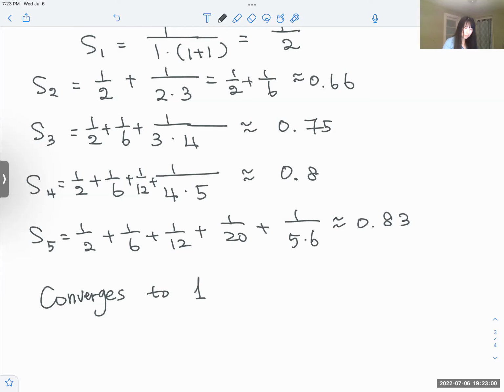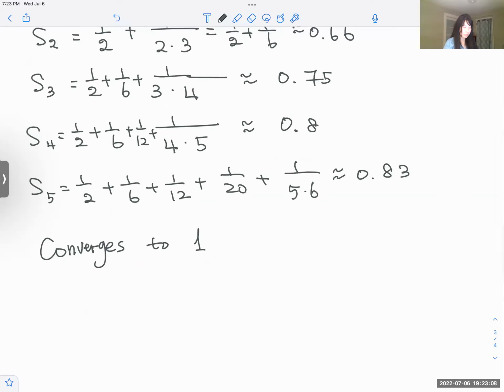Okay. Now, since the partial sum converges to 1, we can say that the whole series converges.